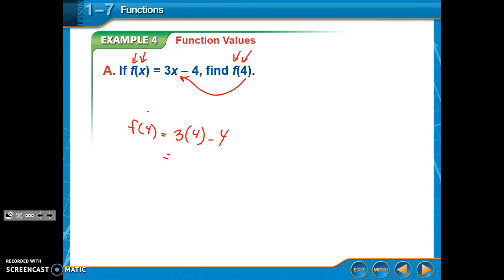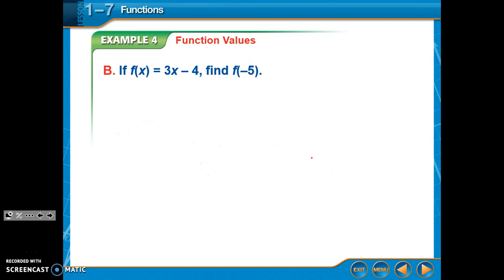This is just my notation. I do not multiply this. I just leave it like that. That's all I'm looking for. This I don't do anything with. I leave it. So 3 times 4 is 12, minus 4, and 12 minus 4 is 8. So f of 4, when I put 4 into my function f, I get 8, is what that is saying.